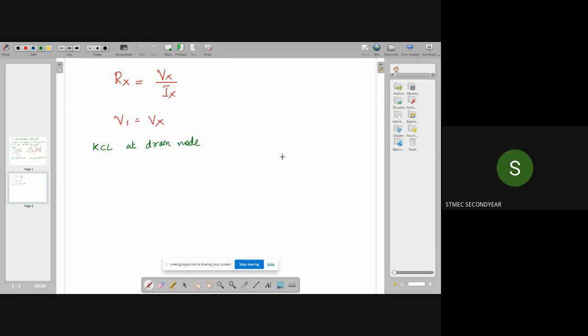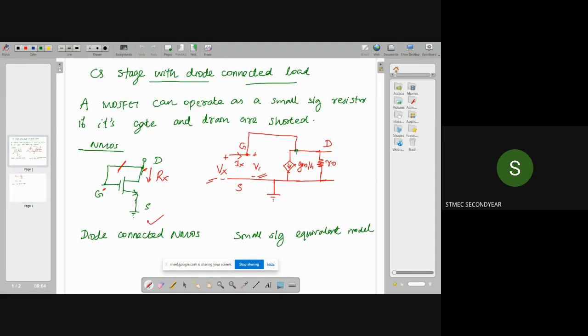What will be the equation? Applying Kirchhoff's current law at the drain node, which are the currents? This Ix is the current entering the node. We have gm1 into V1, which is one of the currents leaving the node, and one more current will leave through this path. So the current entering the node is Ix, and the currents leaving the node are gm1 into V1, and the current flowing through this resistor R0.